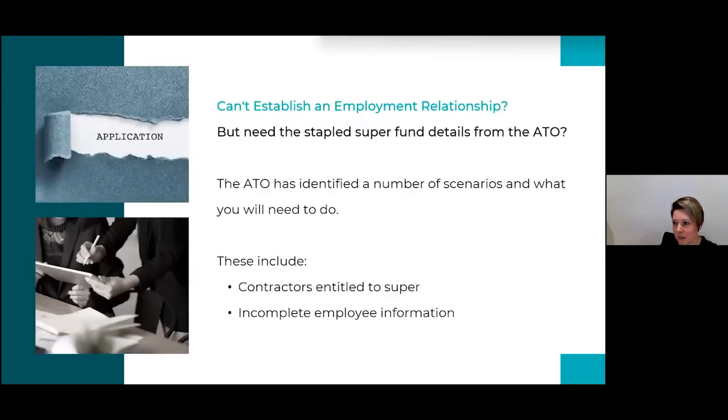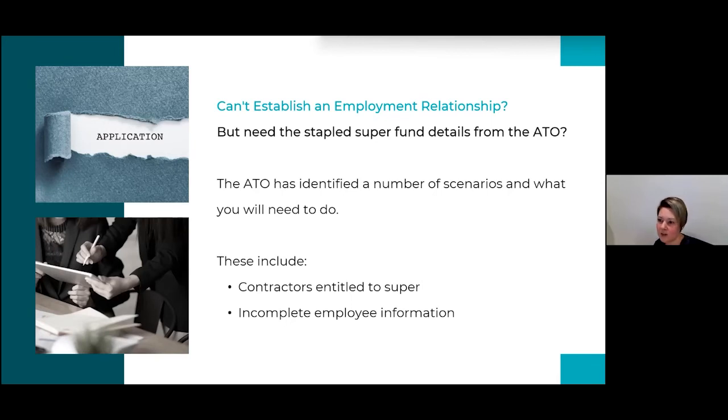If you can't establish an employment relationship, what do you do? So you need the stapled super fund details from the ATO, but you're unable to lodge that tax file declaration in time, for example, if it's at the end of a quarter, or if you're paying quarterly, or the end of a month if you're paying monthly.